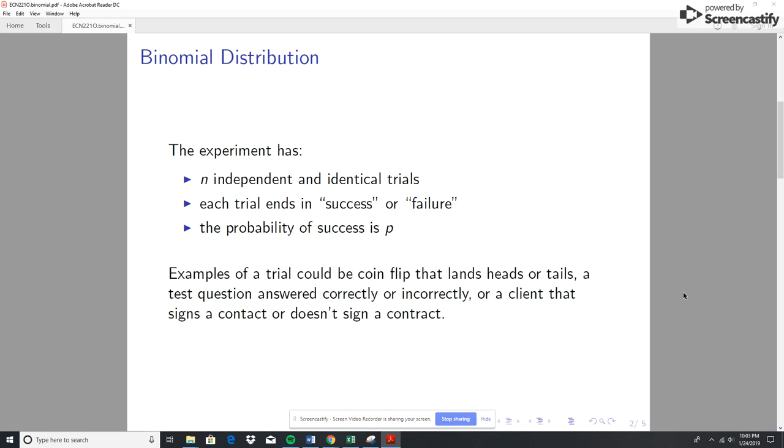So, examples of a situation where you might use this would be a coin flip, it lands either heads or tails. Say heads is the success. Test question, it could be answered correctly or incorrectly. Correctly would be success. Or in a more business-like setting, maybe you have a client that signs a contract or doesn't sign a contract. Signing the contract is success. Or you could have other examples. Maybe you've got a product and it's defective or not defective. Maybe defective is success in this quality control setting if you're wanting to identify bad objects. But whatever the case is, that's the basic setup for this.